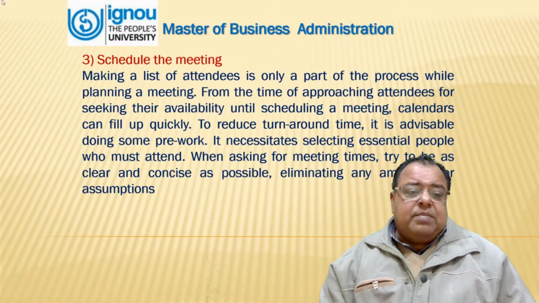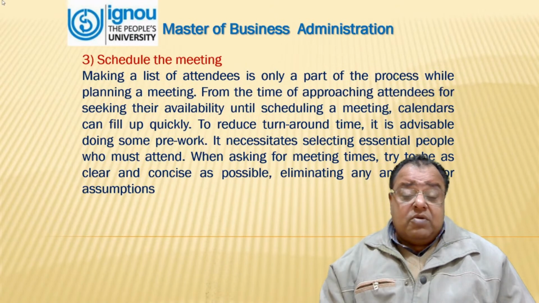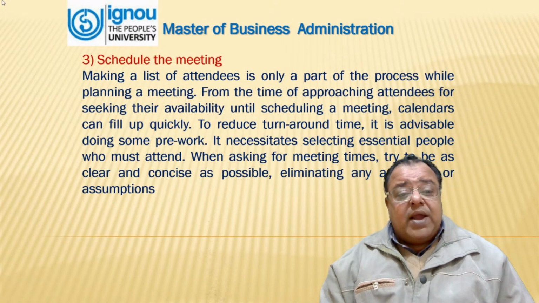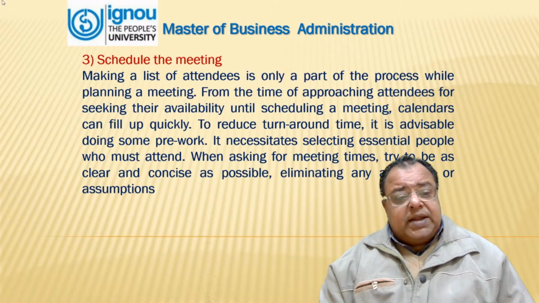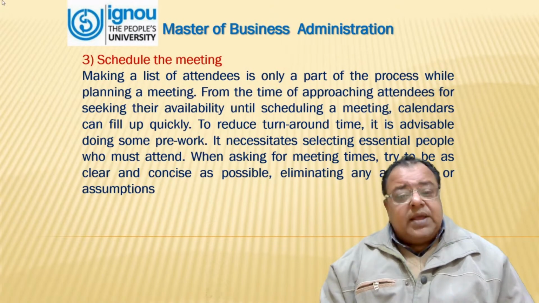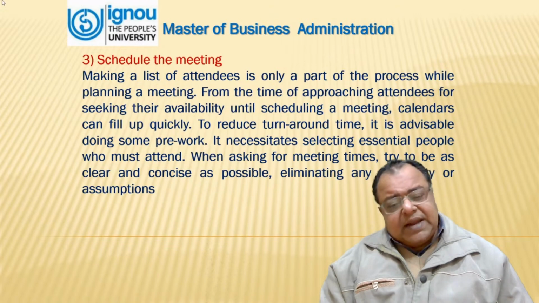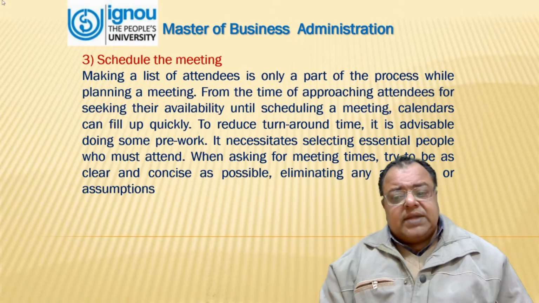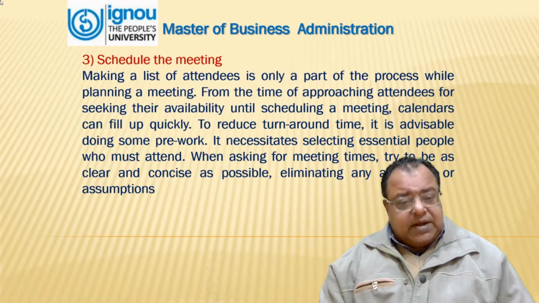Schedule the meeting. Making a list of attendees is only a part of the process while planning a meeting. From the time of approaching attendees for seeking their availability until scheduling a meeting, calendars can fill up quickly. To reduce turnaround time, it is advisable to do some pre-work. It necessitates selecting essential people who must attend.